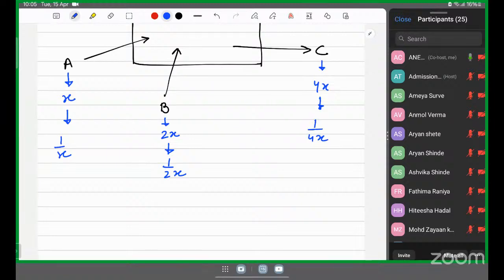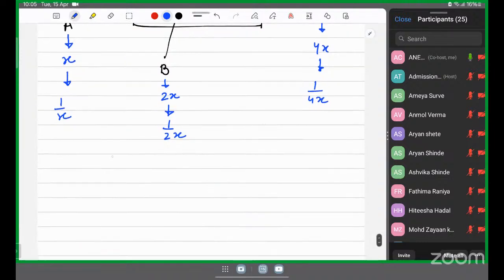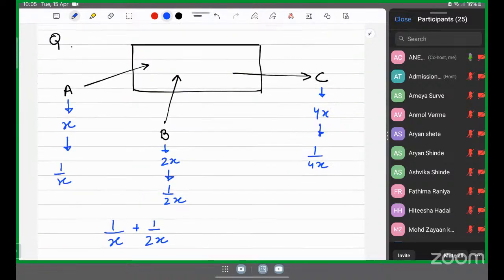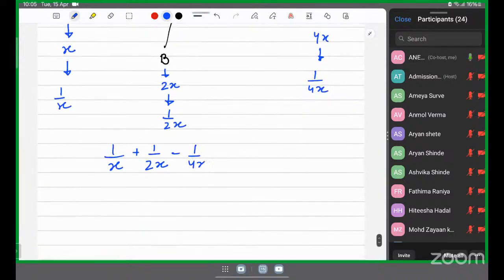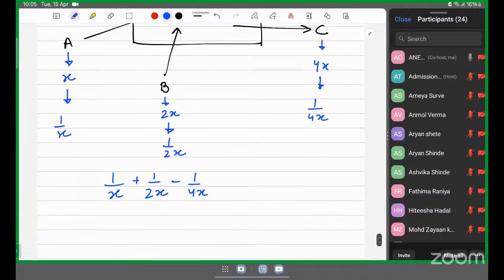The question is, the empty tank gets filled in 16 hours when all the three pipes are opened. So if we are opening all the three pipes, 1 by X work will be done by A, 1 by 2X work will be done by B. This will be the filling of the tank. But C is not filling the tank. C is taking water outside of the tank. So this will be minus 1 by 4X. And the empty tank gets filled in 16 hours, so 1 hour will give 1 by 16 work done. Are you getting it?